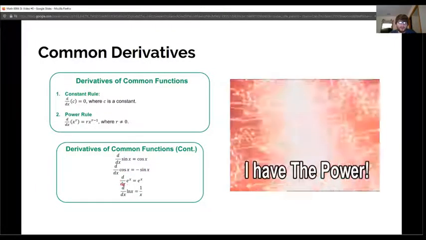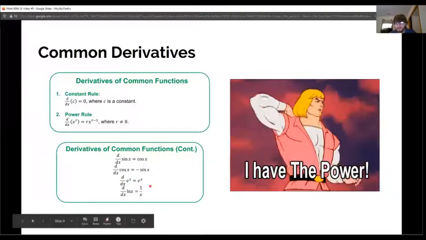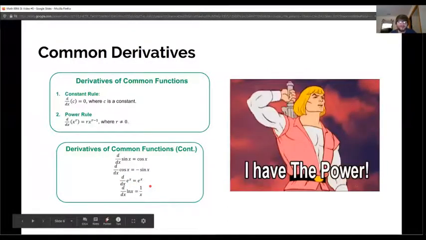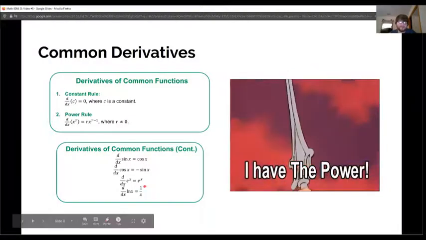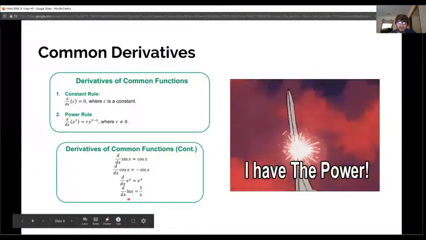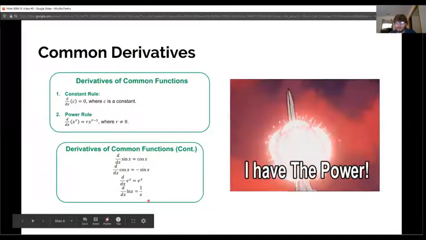And here, the derivative of e to the x is always the same as just e to the x. Super easy, always the same thing no matter how many derivatives you take. And the derivative of natural log of x is just equal to 1 over x.